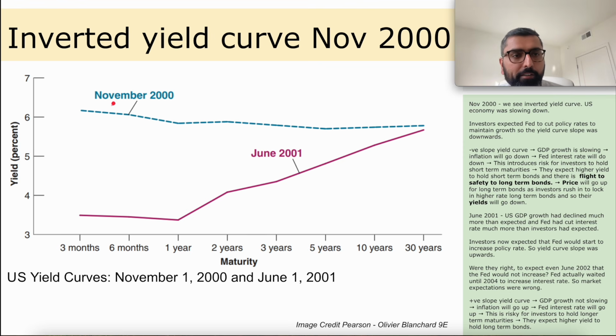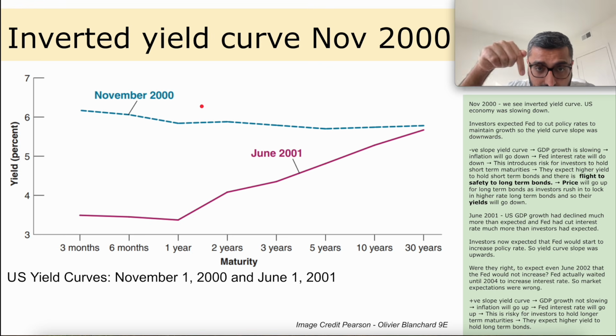What had happened is in November 2000, the reason this was a negative or inverted yield curve is there were fears about the US economy slowing down. And by that, the market expected that the Federal Reserve, the US central bank, would cut interest rates so that the economy will not slow down and the growth rate will go back up. The economy slowing down, the market expected the Federal Reserve to boost the market and cut the interest rate.